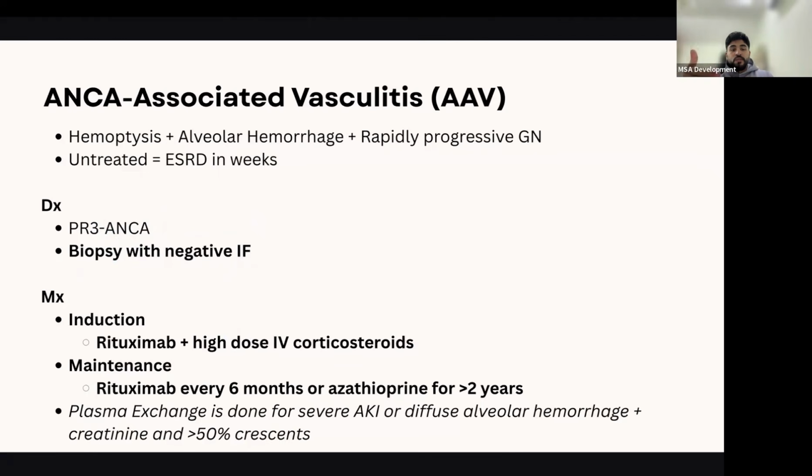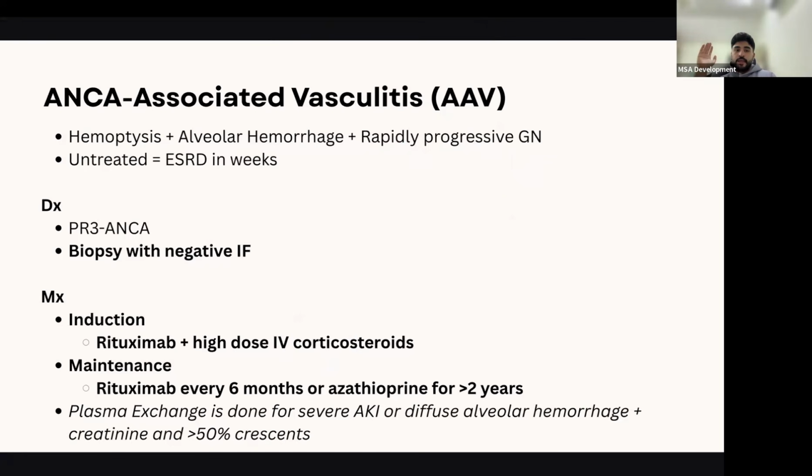How do we treat these patients? We start them on rituximab and very high dose IV corticosteroids. Because, guys, this is not a joke. The rapidly progressive glomerulonephritis will actually progress rapidly to end-stage renal disease. So you need to give them a high dose IV corticosteroids. And to maintain the induction phase, the maintenance is going to be rituximab every 6 months or azathioprine for a minimum of 2 years.